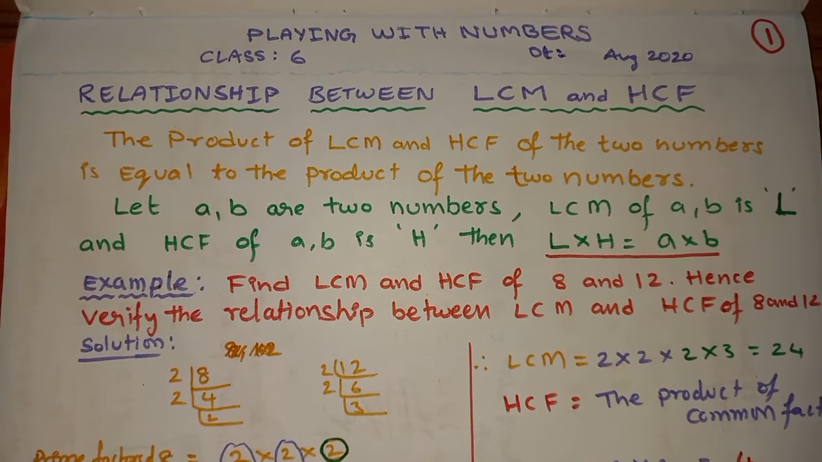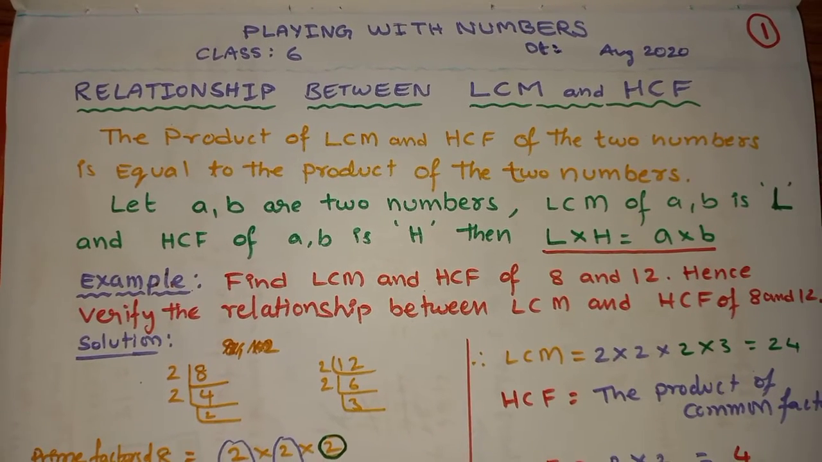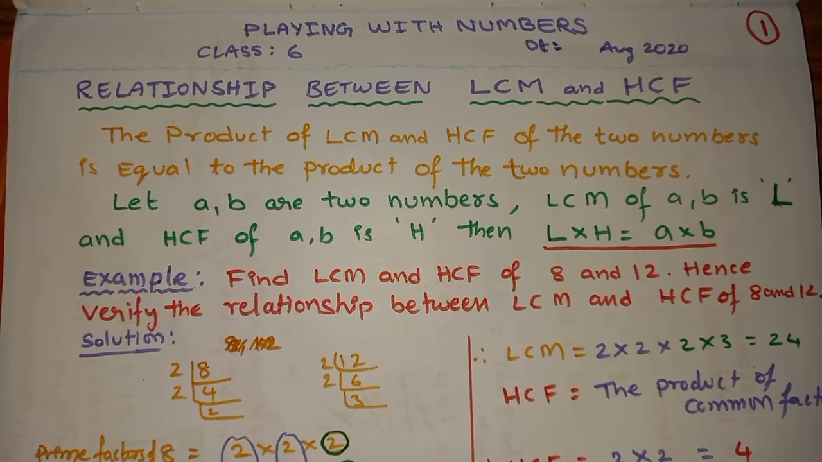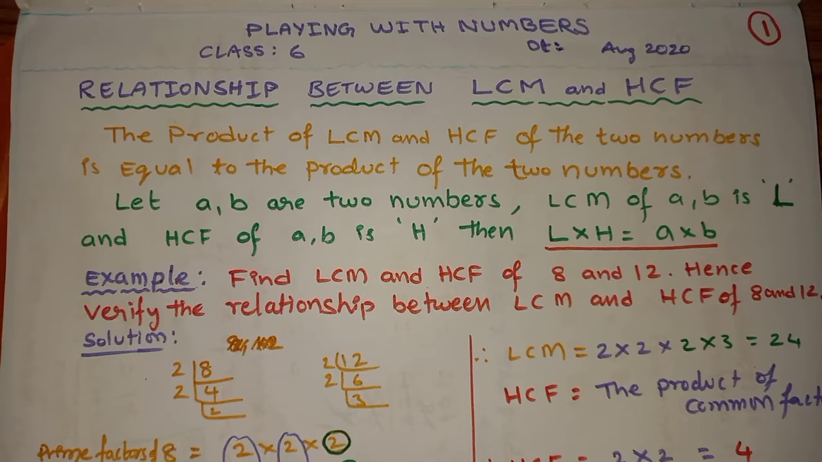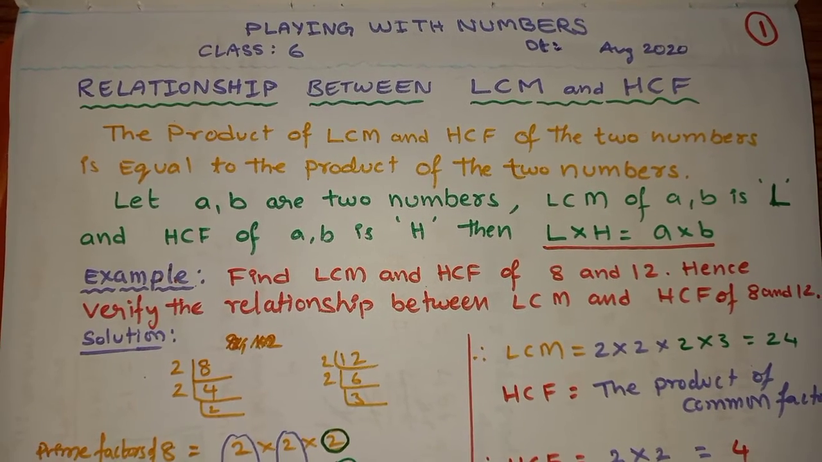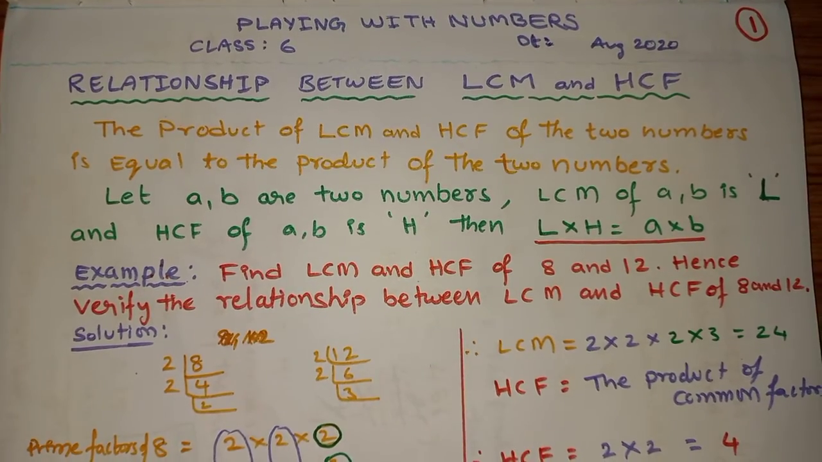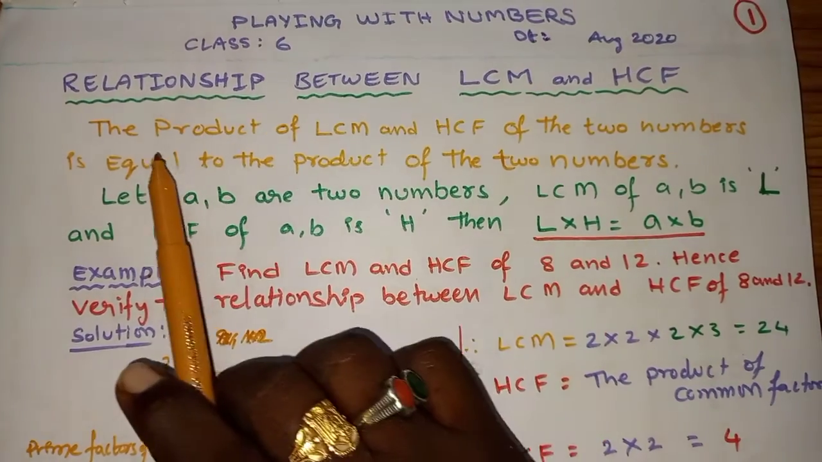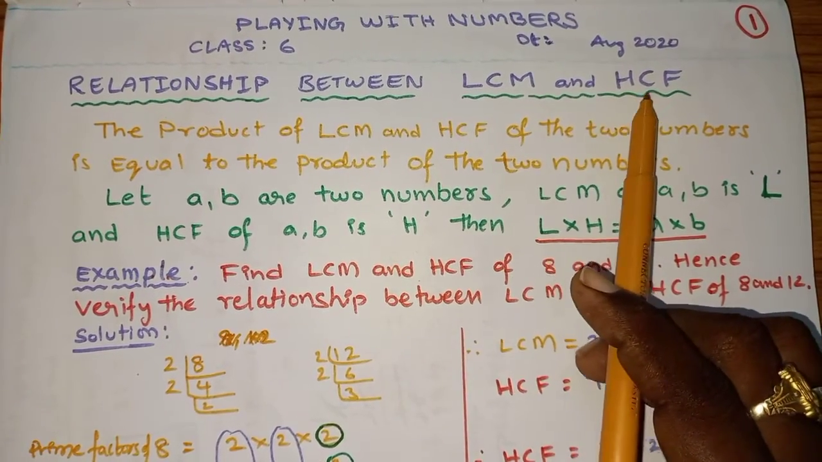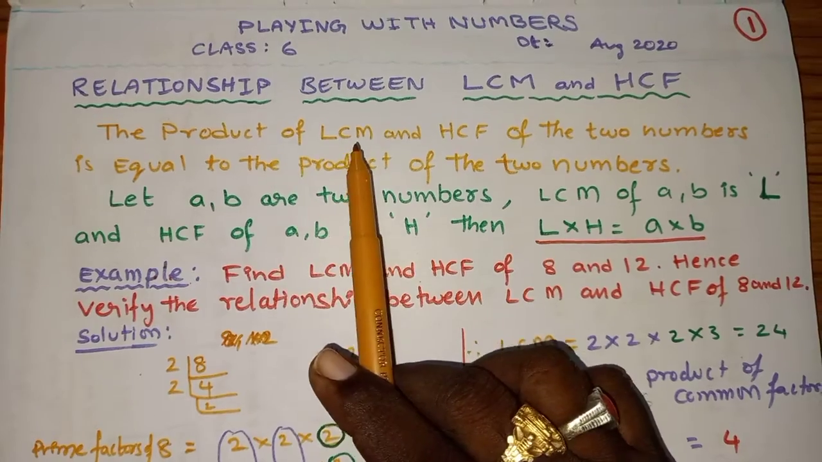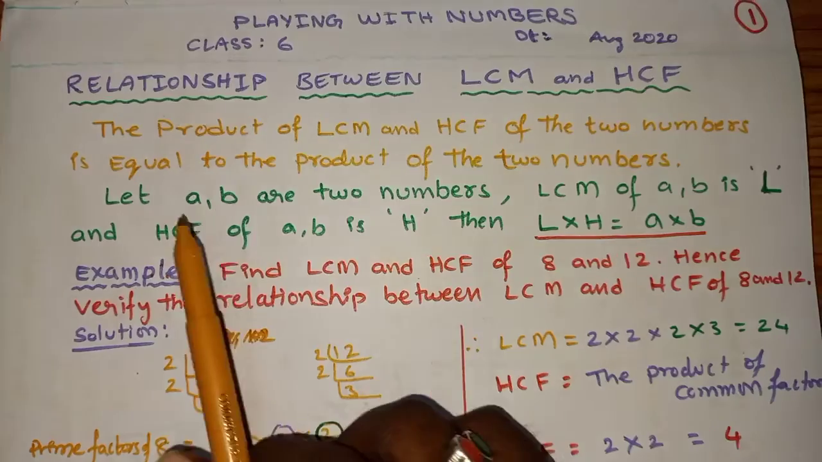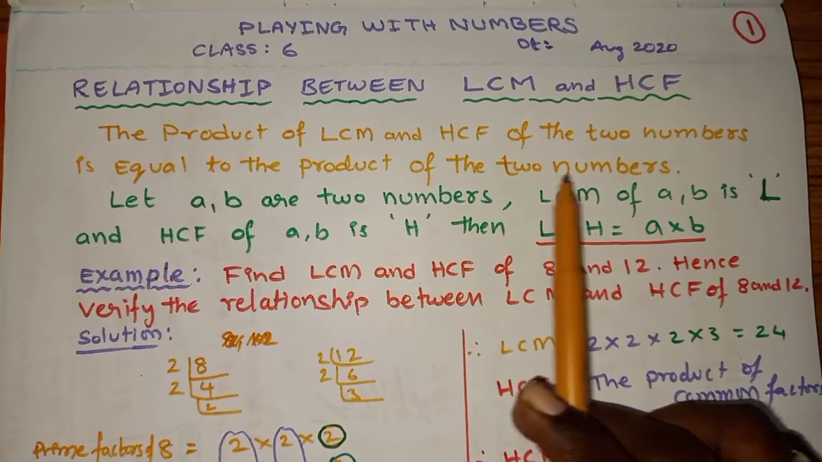Good morning, children. In the previous classes, we had learned about LCM and HCF. Now, today we are going to learn the relation between LCM and HCF. The relation between LCM and HCF is: the product of LCM and HCF of two numbers is equal to the product of the two numbers.